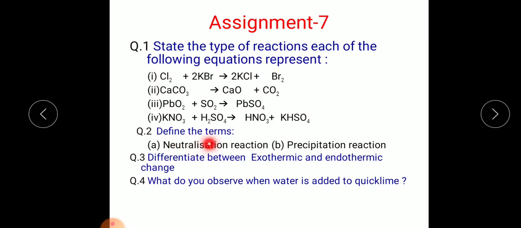Question number 2 is define the terms: A, neutralization reaction, or B, precipitation reaction. Question number 3 is differentiate between exothermic and endothermic change. And question number 4, what do you observe when water is added to quicklime?